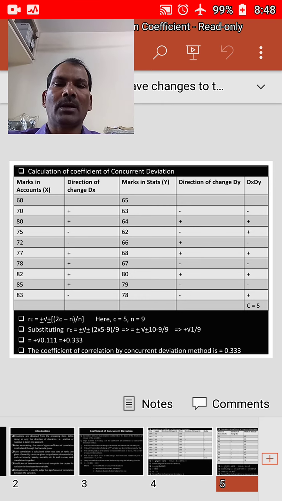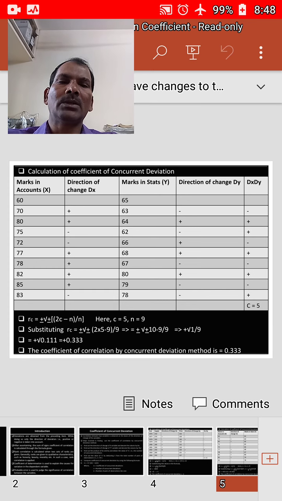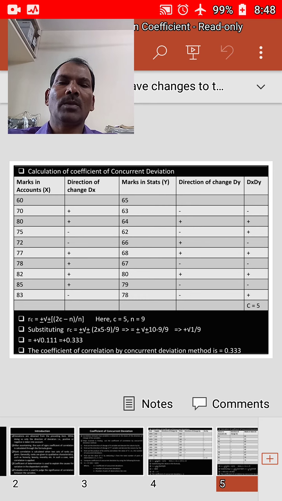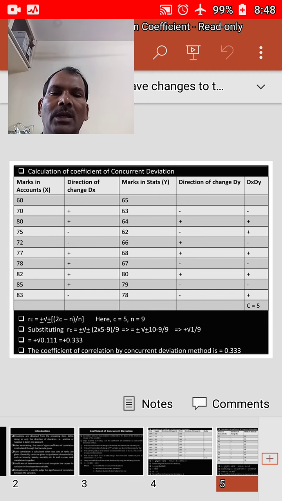Now we multiply the direction of change of the x series with the direction of change of the y series, that is the signs. Plus into minus is minus, plus into plus is plus, minus into minus is plus, minus into plus is minus, plus into plus is plus, plus into minus is minus, plus into plus is plus, minus into minus is plus. We got C is equal to 5, that is positive. Hence rc is equal to plus or minus under root plus or minus (2C minus n) by n.